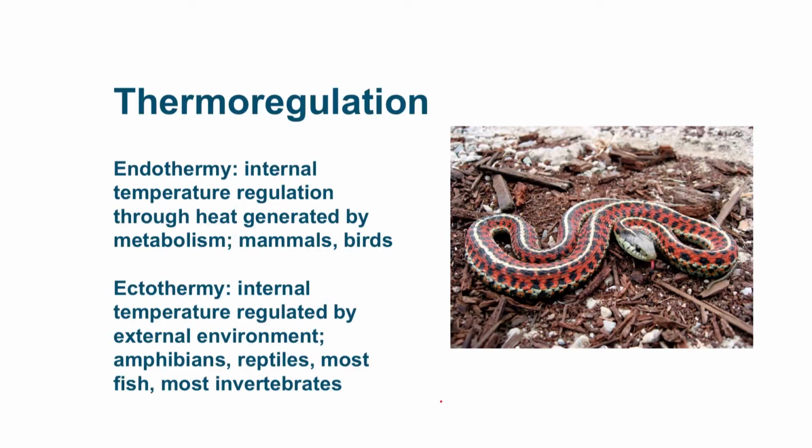And so that brings us to thermoregulation. Some animals are better at keeping their body temperatures at a set point than others. Endothermy is maintenance of an internal temperature through heat generated by metabolism. Mammals and birds can do this. Ectothermy is found in animals that cannot keep their body temperature close to a particular set point. So their body temperature is more regulated by the environment. So snakes, for instance, are ectotherms. Amphibians, most fish, and most invertebrates are also ectotherms.